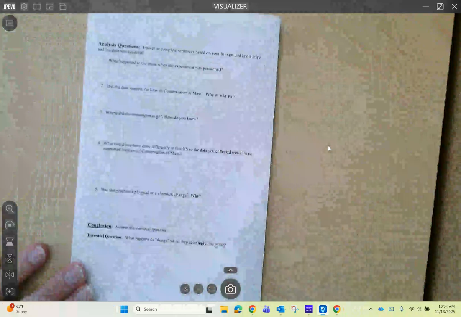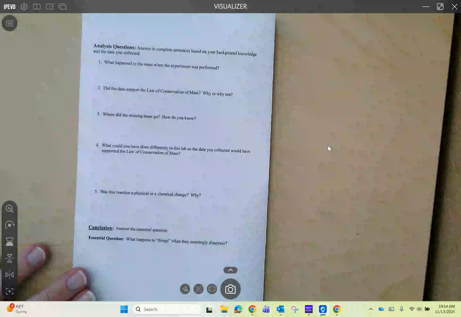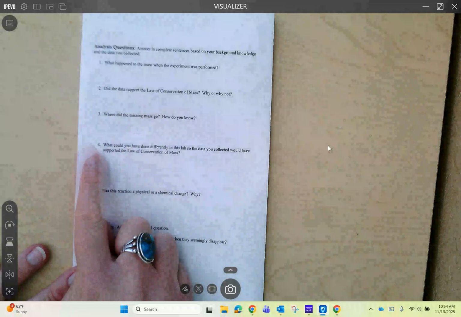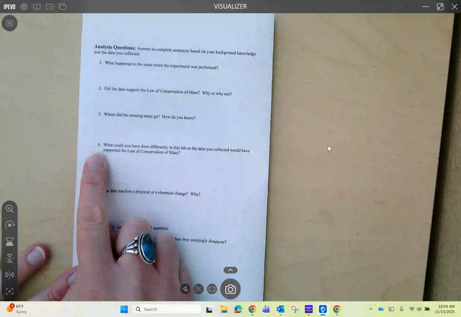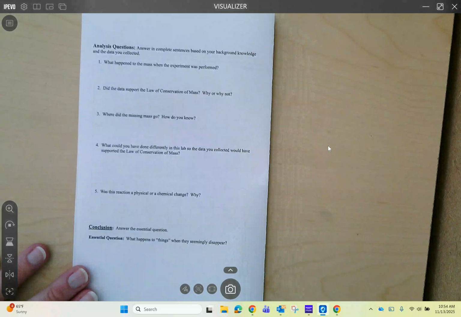Again, coming back to this law of conservation of mass. What did you notice in this lab? Did this follow the law of conservation of mass? Question number 4 is going to be one of the more important ones. What could you have done differently? How could you have designed this lab in order to get data that would have supported this law of conservation of mass? I want you thinking through this, because it's really going to show me the depth of your understanding here.